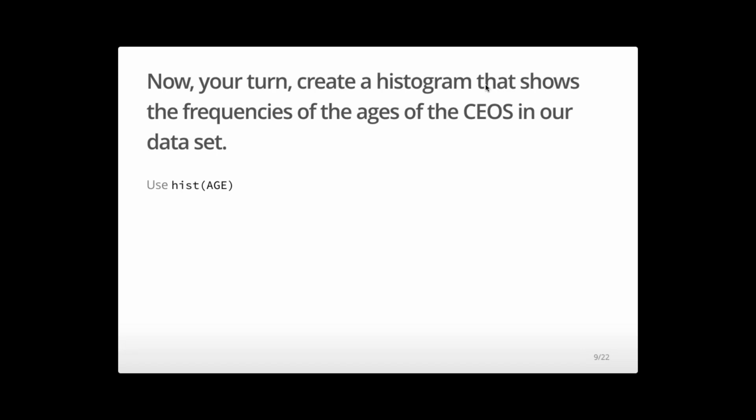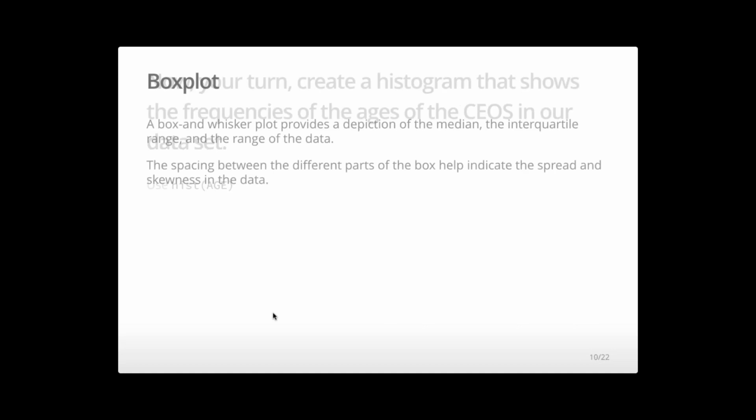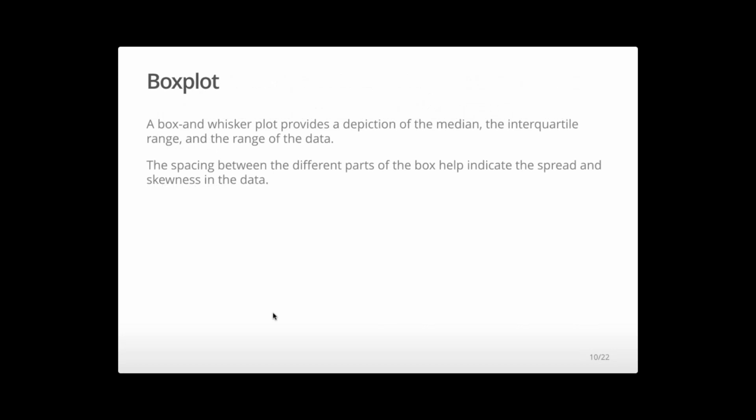I'm going to assume that everybody has done the second one. So let's go ahead and move on to a different visualization type called a box plot. And so a box and whiskers plot provides a depiction of the median, interquartile range, and the range of the data. And so we'll look at an example of this. But what we care about is noting the spacing between different parts of the box to help show the spread and skewness of the data.